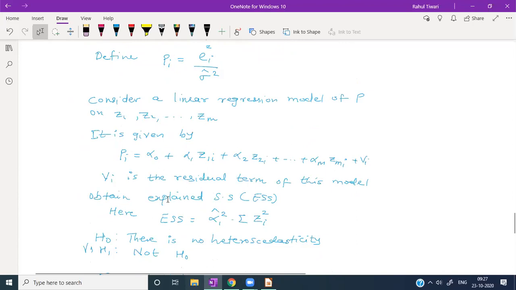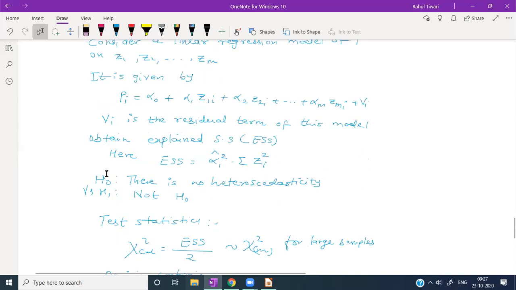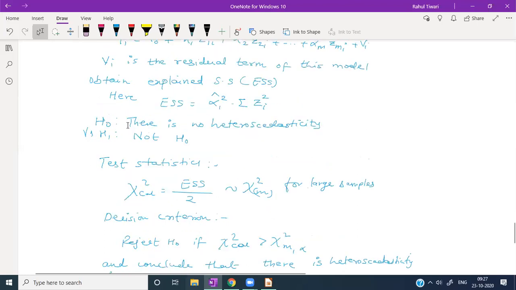And once you obtain that, one can obtain the ESS using this formula, alpha 1 hat square into summation of z_i square. Now what is the testing part? H naught versus H1. That is, H naught: there is homoscedasticity, that is no heteroscedasticity, versus H1: heteroscedasticity.